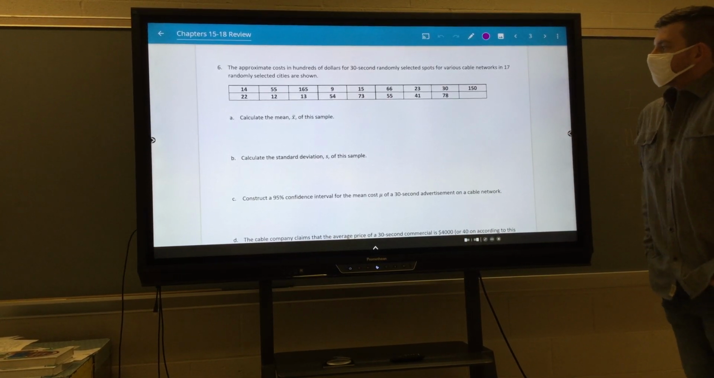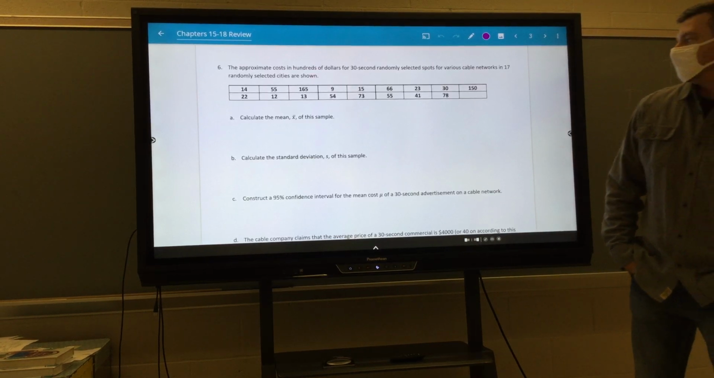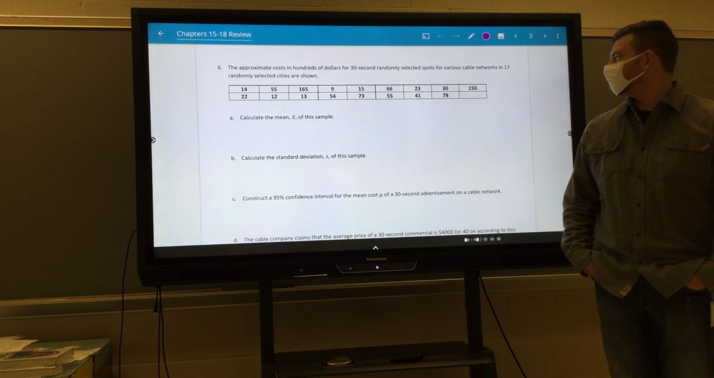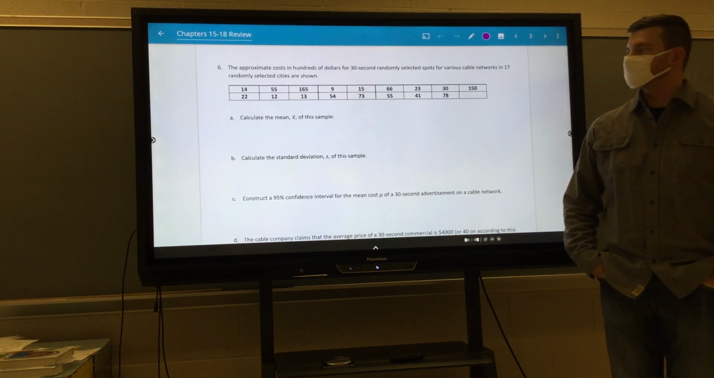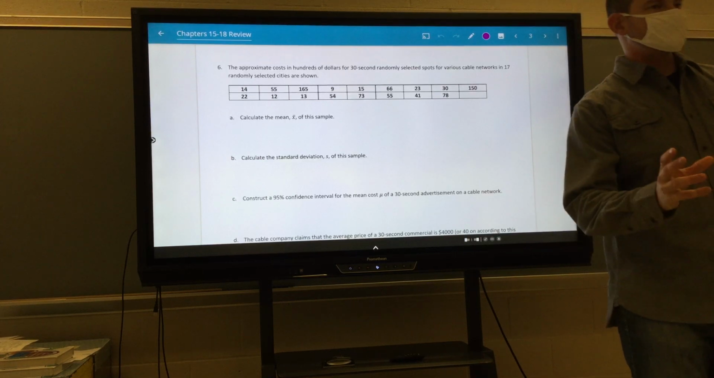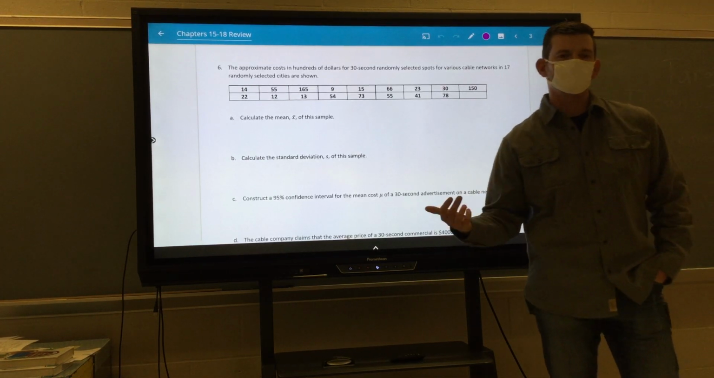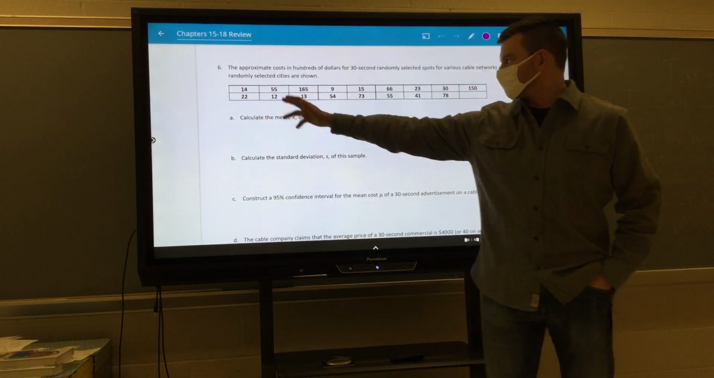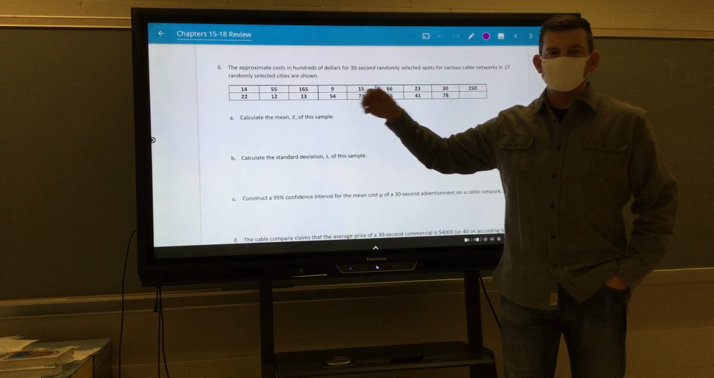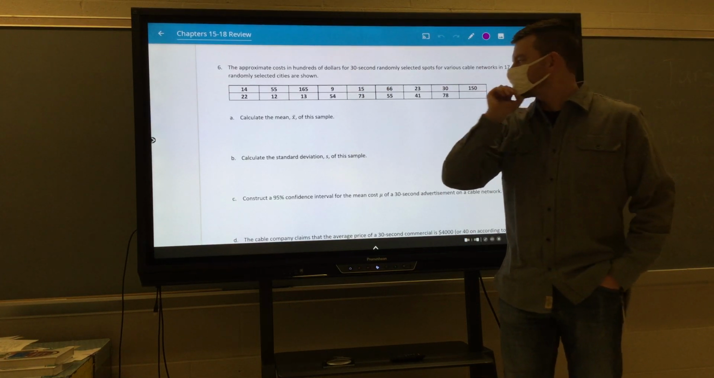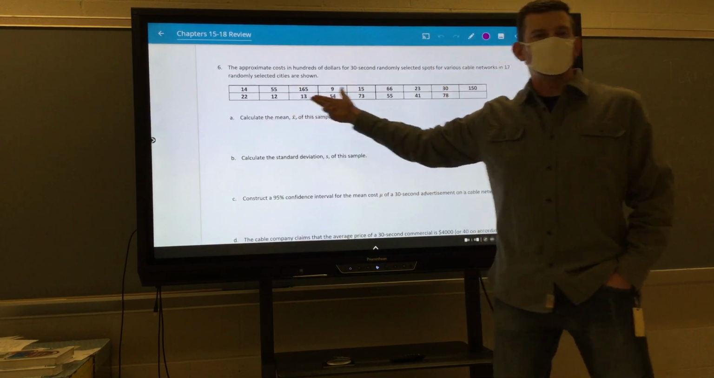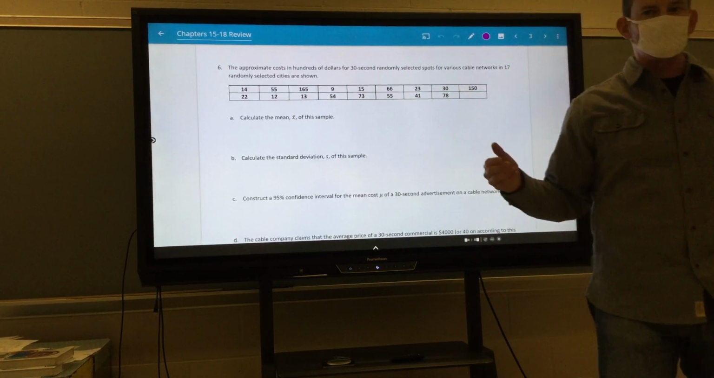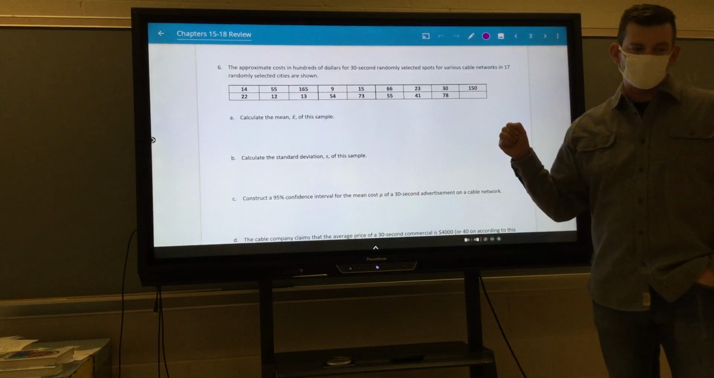So this says the approximate costs in hundreds of dollars for 30-second randomly selected spots for various cable networks in 17 randomly selected cities are shown. So we have 30-second commercials on local cable television costing, these are in hundreds of dollars, so this would be $1,400, $5,500, and so forth. We can just deal with the numbers that are on the chart. So we're going to start by entering this data into L1 on the calculator.